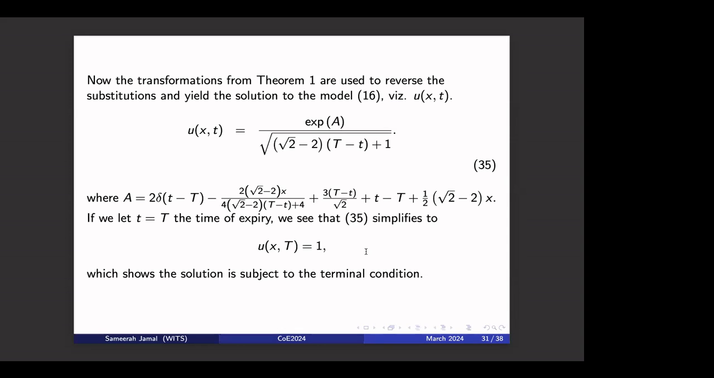And in fact, in this way, you could generate many solutions using convolutions, the convolution theorem. Also, you could use the optimal system of one-dimensional subalgebras to generate solutions of your heat equation.